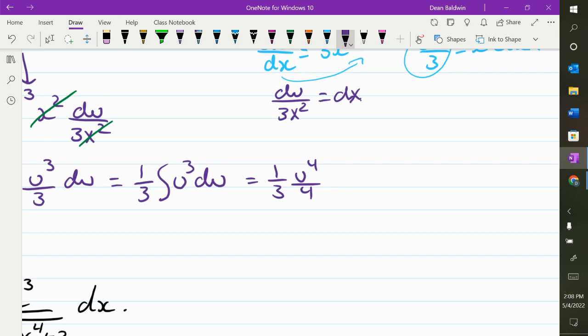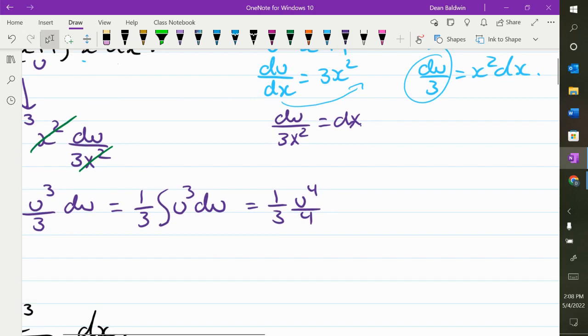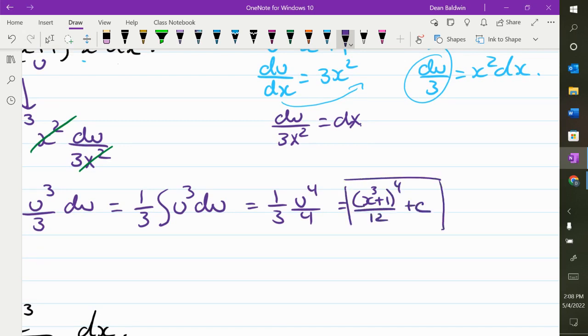Am I done? What do you have to do? Yeah, you got to sub back in what u was. What was u? x cubed plus 1. And I combine the 3 and the 4. When you do the antiderivative of this, you add 1 to the exponent and divide by that new exponent. That's the antiderivative. Everybody agree with that?